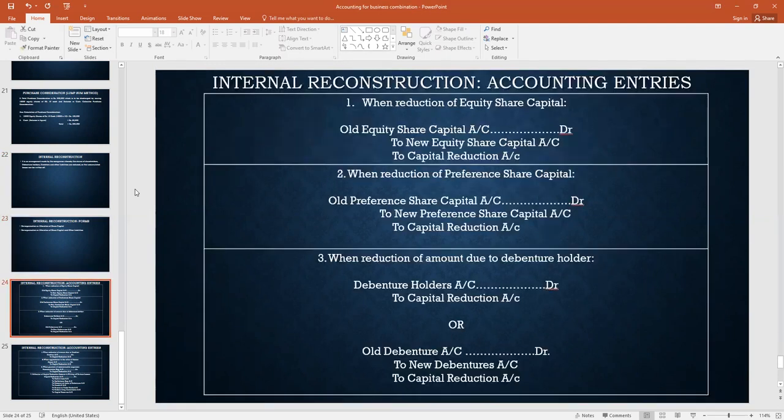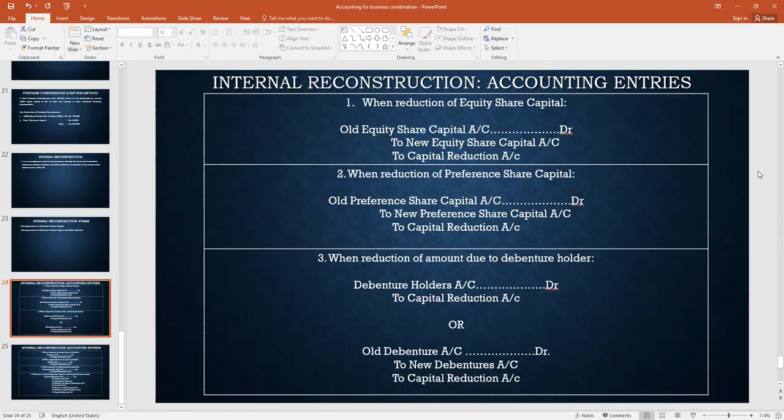If any company is interested in going for internal reconstruction, they have to pass several entries, depending on what alterations they are making. So let us see the journal entries one by one. Suppose a company is going to alter or reduce the equity share capital claim. In that case, the company has to issue new equity share capital with a new face value. So the journal entry will be old equity share capital account debit to new equity share capital account, and the balance will be transferred to the capital reduction account.